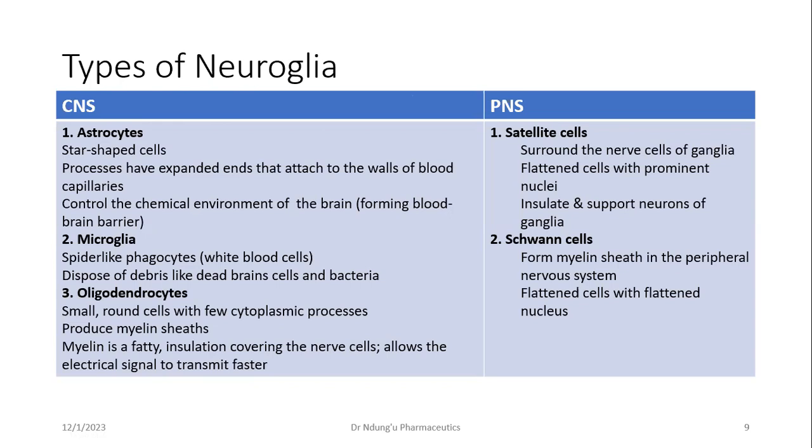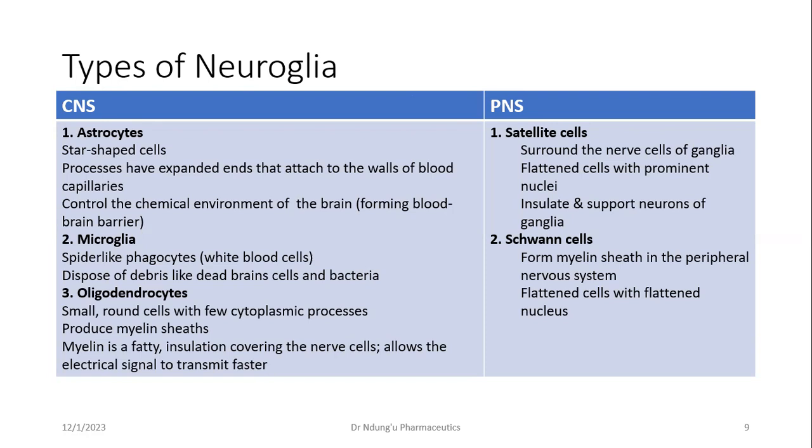Astrocytes are star-shaped cells. Processes have expanded ends to attach to the walls of the blood capillaries, control the chemical environment of the brain, forming the blood-brain barrier. Satellite cells surround the nerve cells of ganglia. Flattened cells with prominent nuclei insulate and support neurons of the ganglia.